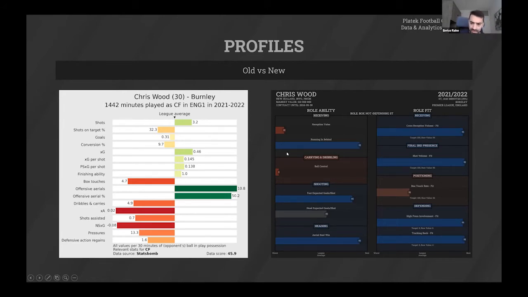And then on the left side, we can see that he fits well into the box striker role, and how good he is at it. He runs in behind a lot. He has high expected goals per shot, so he's getting on the end of good chances. And then we have his reception value, receiving into tight and dangerous spaces, where he's not as good compared to other strikers. So the left side allows us to evaluate his ability in the selected role.